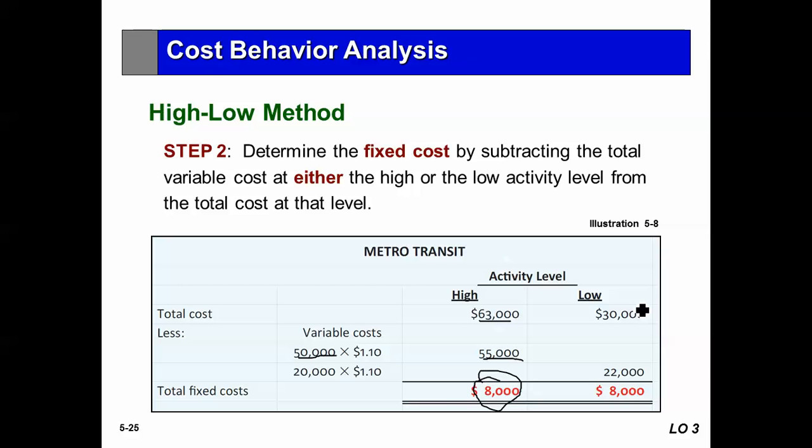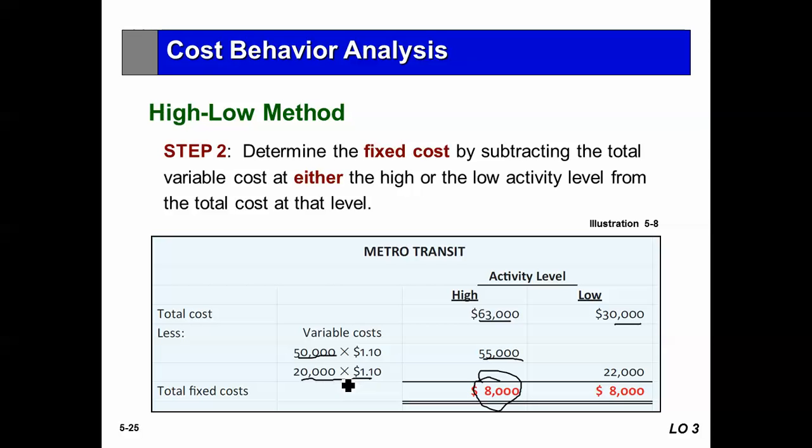We check that. We do it at the low level. At the low level, the total cost was 30,000. Now, that total cost is partly fixed and partly variable. Well, we know that the variable portion is 22,000 because the cost was 30,000 at 20,000 miles.